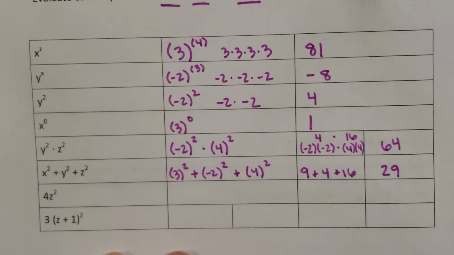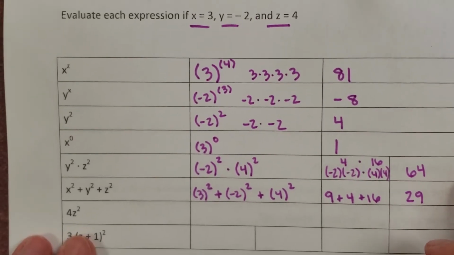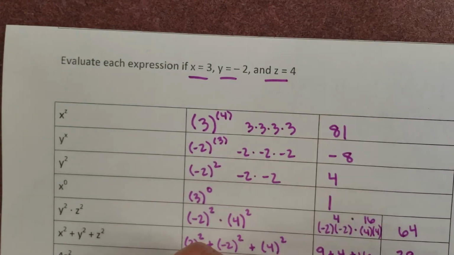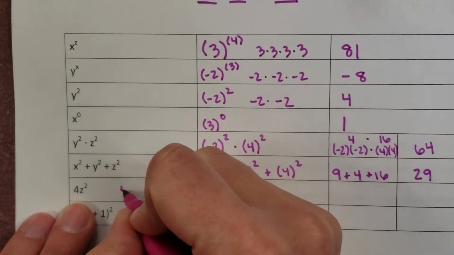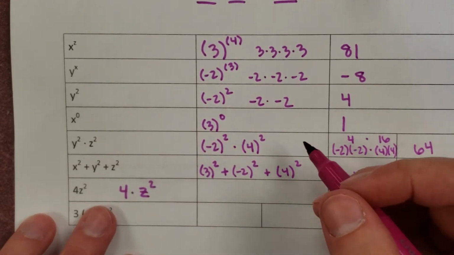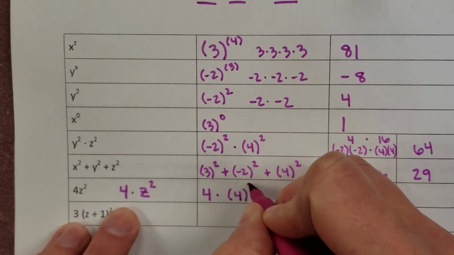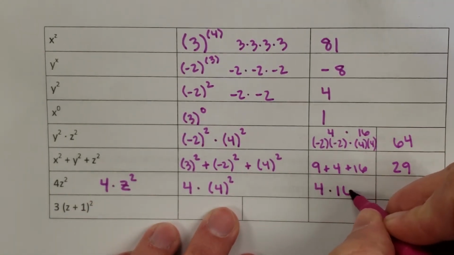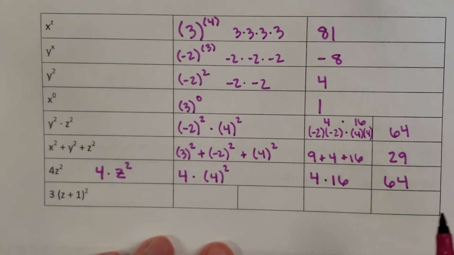Great job. Okay. 4z squared is confusing for students because sometimes they'll put the number in for the variable. So they'll say 4 and then 4 squared, 44 squared, and that's not the case. This means 4 times z squared. They're mushed together. That implies multiplication. So it means 4 times whatever 4 squared is. Well, 4 squared is 16, and 4 times 16 is 64. Again, we got it again.